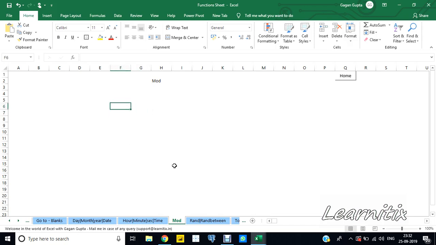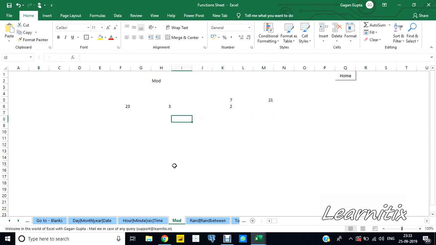For example, here we have 23 and the number is 3. Suppose 23 is the number and 3 is the divisor. So what will be the remainder we will be getting? The remainder will be 2 and the quotient would be 7. So 3 into 7 becomes 21 and the remainder will be 2.